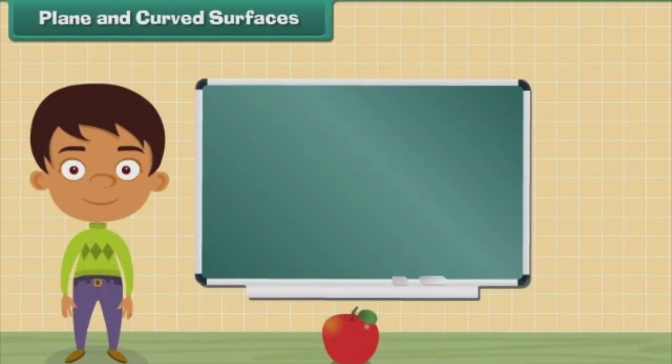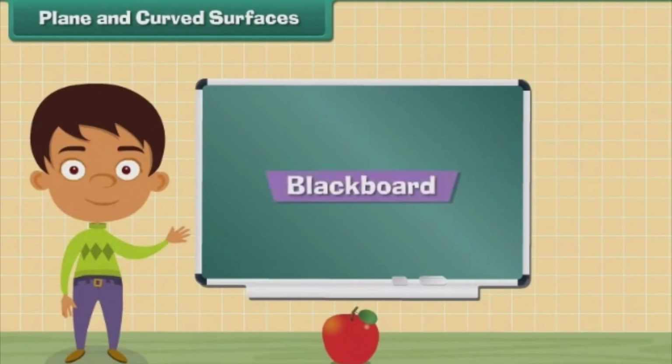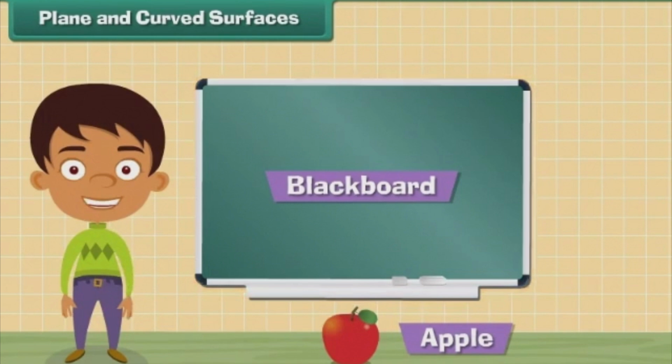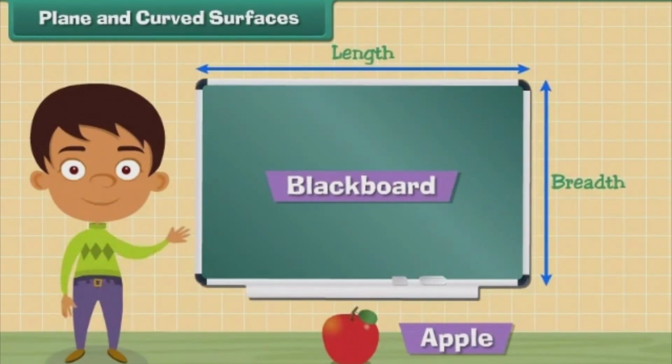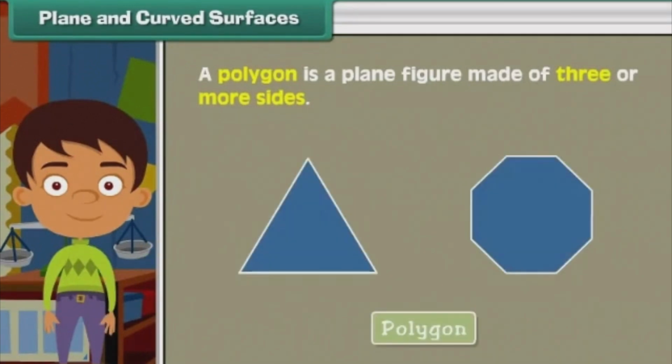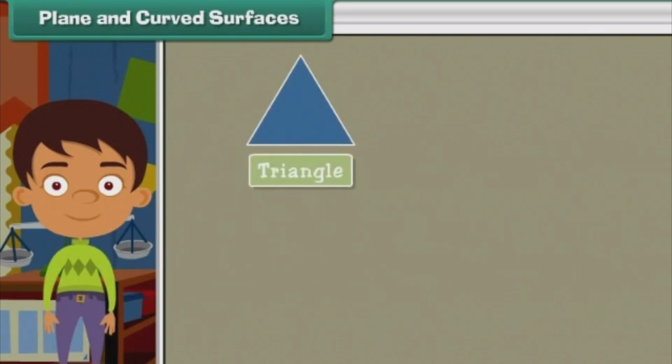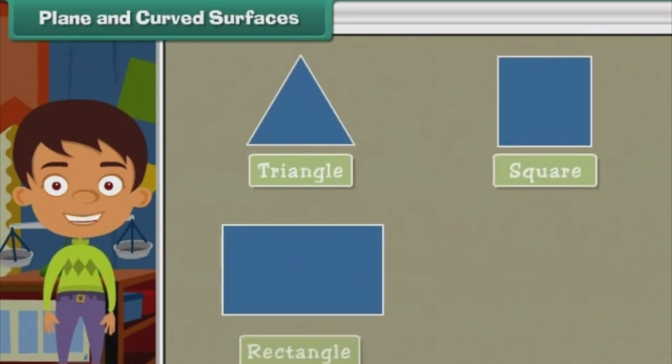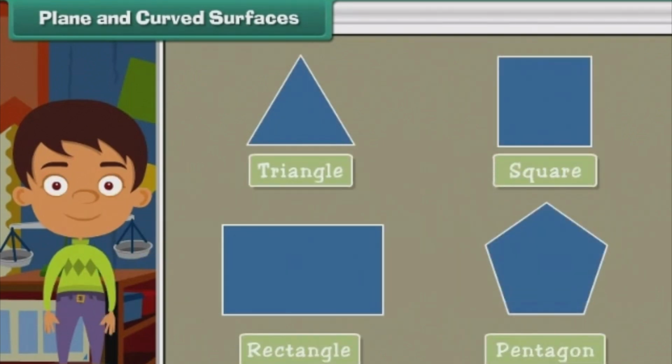Plane and curved surfaces. Look at these two objects, a blackboard and an apple. The blackboard's plane surfaces are its surfaces which have length and breadth. When you touch the surface of an apple, its surface is not straight. This is a curved surface. A polygon is a plane figure made of 3 or more sides. Various types of polygons are triangle, square, rectangle, pentagon.